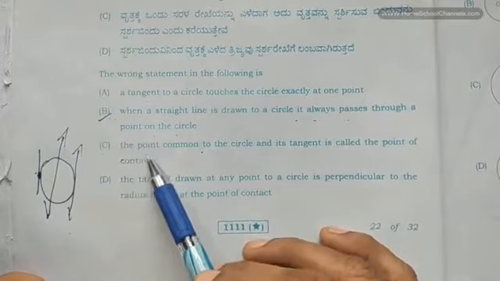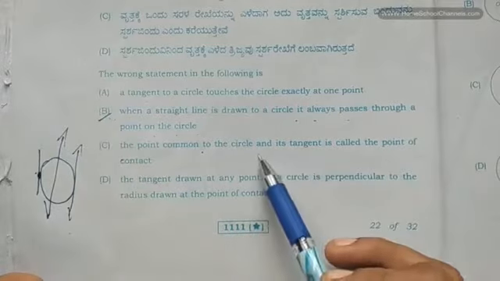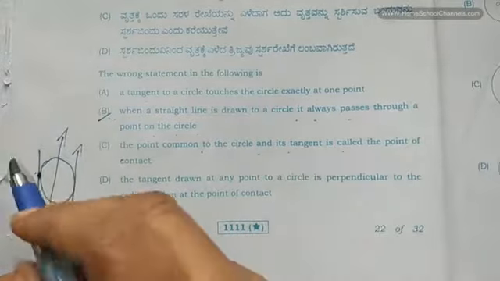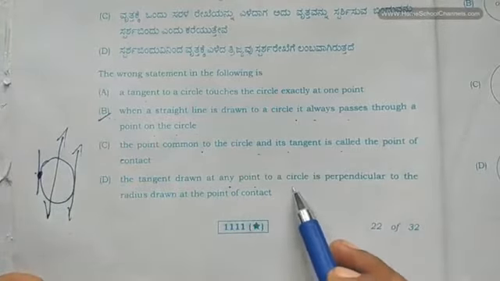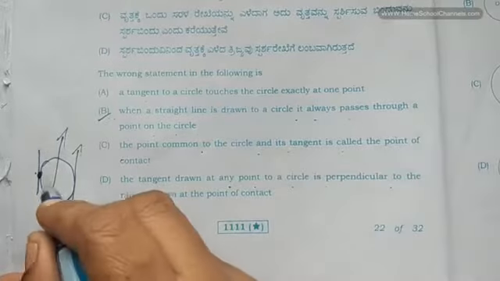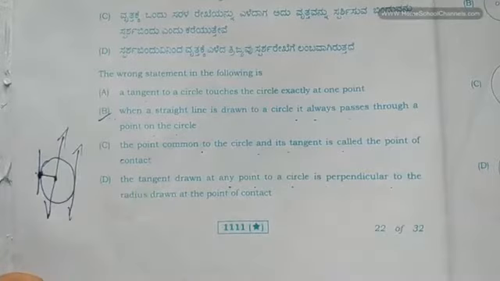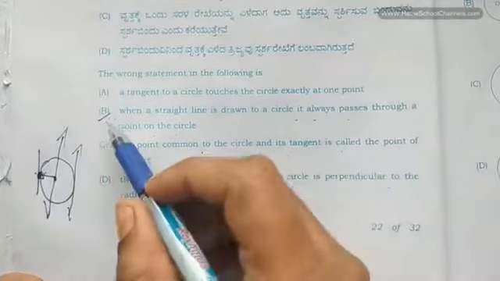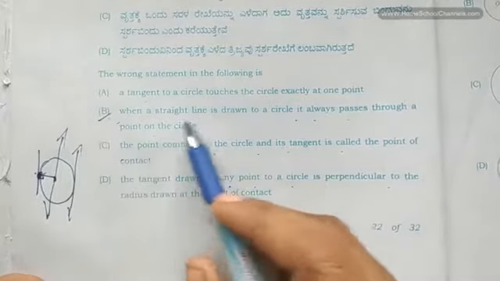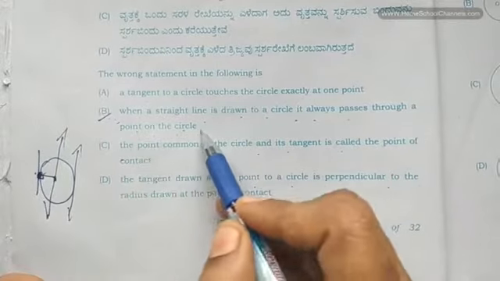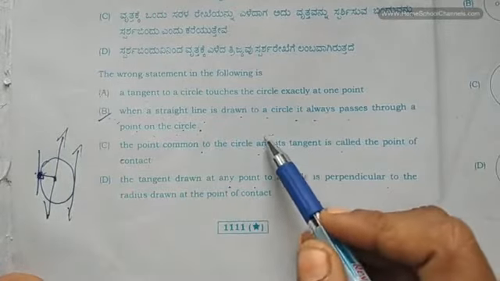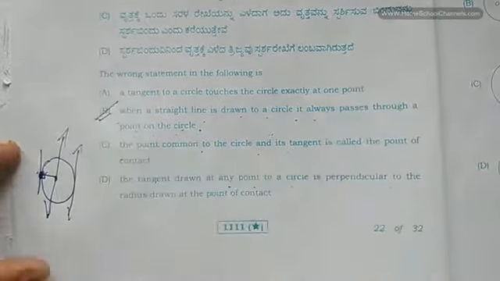Let me go with the other statements. The point common to the circle and its tangent is called the point of contact. Yes, this is true. The tangent drawn at any point to a circle is perpendicular to the radius of the circle. Yes, this is also true. So I go with option B. When a straight line is drawn to a circle, it always passes through a point on the circle is a wrong statement. Therefore, option B is the answer.